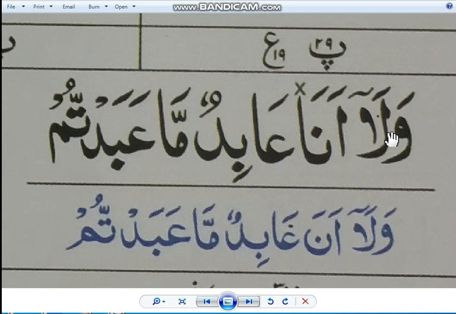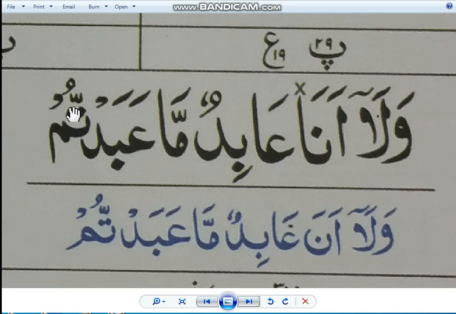Since this is a longer word for a sentence, then I'll zoom in more. Wa la ana. Now remember, we said in the previous page, if there is an alif with a cross on it, we will not be considering that alif. So, wa la ana abidun ma abadtum.